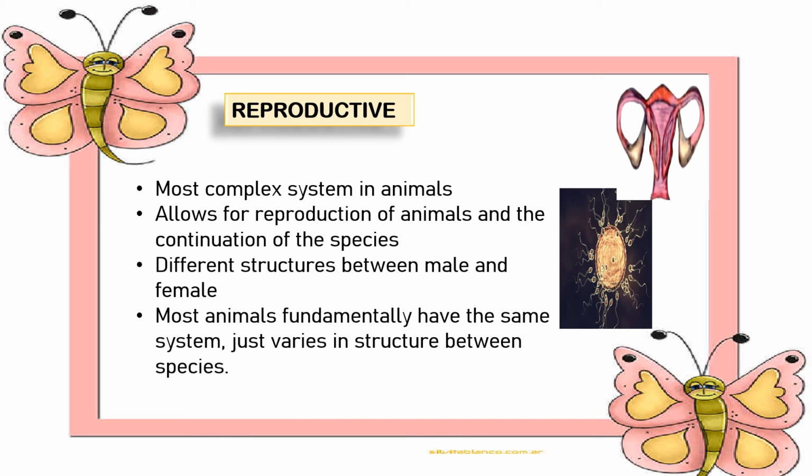So, different structures between male and female. Most animals fundamentally have the same system, it just varies in structure between species. So again, the main function of our reproductive system is to produce gametes and, of course, offspring.